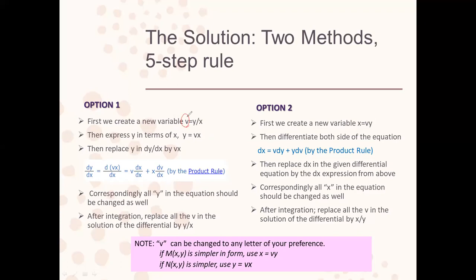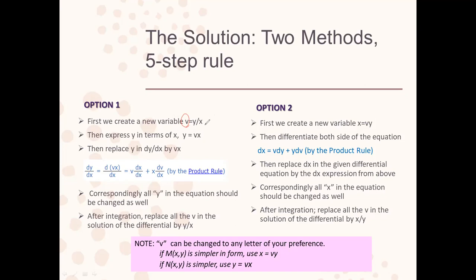So it could be any letter you like. We use the v variable here because it's the same variable that is being used in our general reference book, Elementary Differential Equations by Rainville and Bedient. So it's v. What is this v? It's equal to y over x. So you use v equal to y over x if your differential equation has variables y and x.